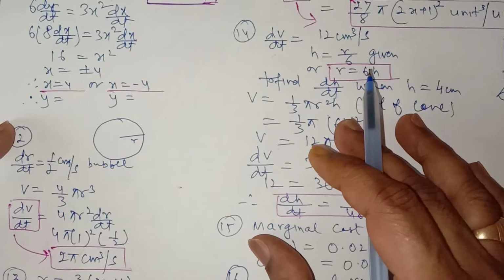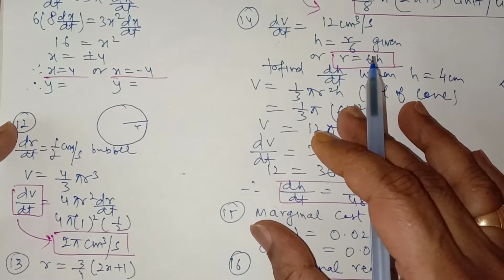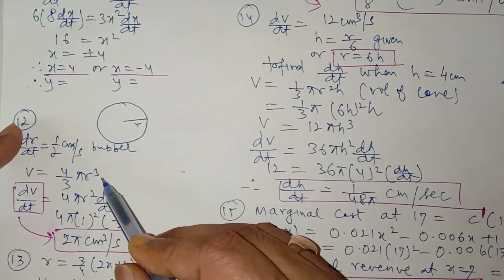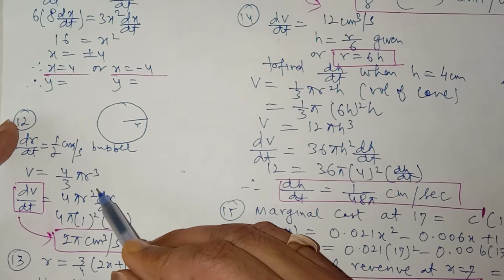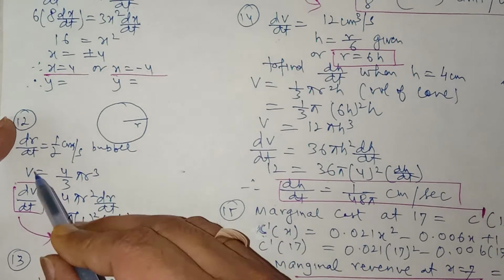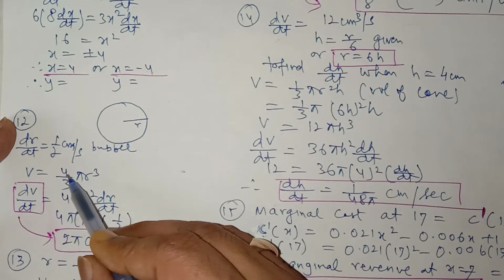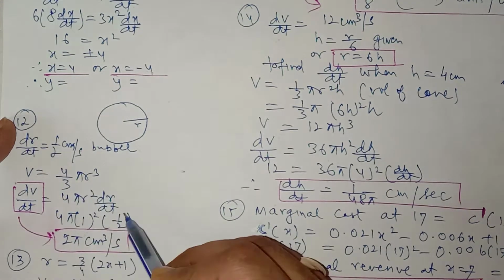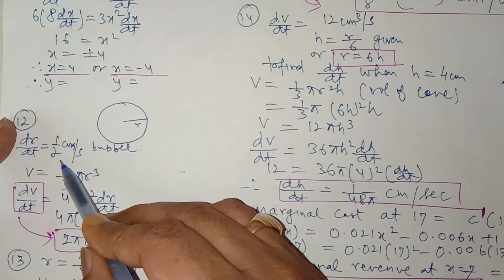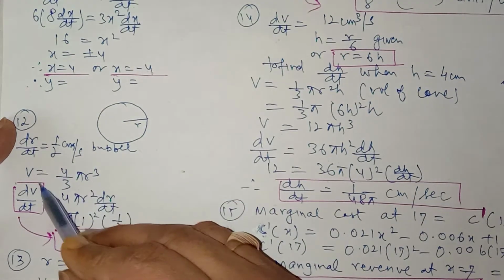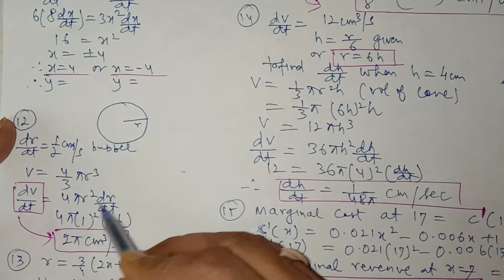The radius of the bubble is increasing at a rate of half centimeter per second. You have to find the rate of increase of the volume of the sphere. We know that the volume of the sphere, the bubble is a sphere, is 4 upon 3 pi r cube. Differentiate both sides with respect to time, because the radius is changing at a rate of half centimeter per second. So dV upon dt will be equal to 4 pi r square dr upon dt.